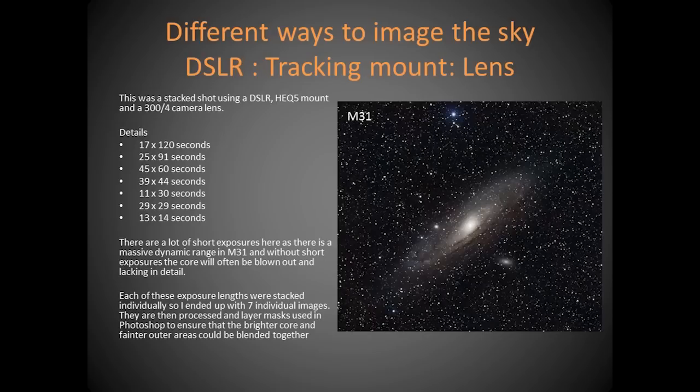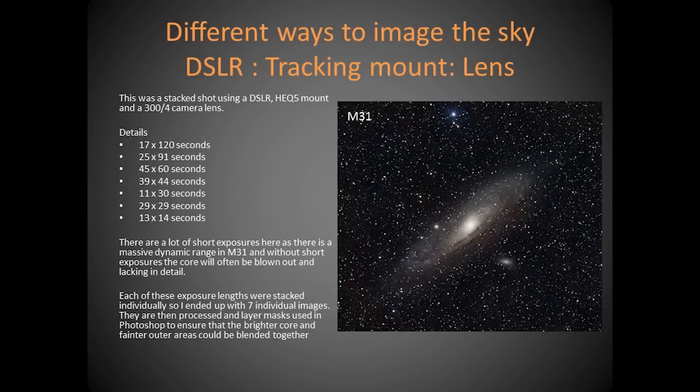Here, what you do is you take a lot of exposures, you stack them, and for M31 definitely, and a few other targets, you take short exposures as well, because there is a massive dynamic range difference between the core and the outer details. And if you want to capture it all, if you want to have a nice core and nice outer details, then you need to be looking at doing short exposures as well as longer exposures.